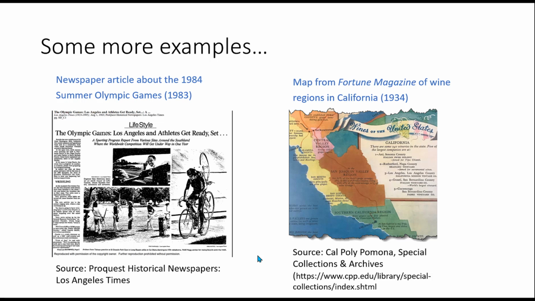The other image is a 1934 map of the wine regions of Southern California. It was originally published in Fortune magazine. It is an example of an item you can access by visiting the library's Special Collections and Archives, which is a specialized library within the university library that preserves and makes accessible rare materials. If you would like more information about Special Collections and Archives, you can visit their webpage as shown below the image.